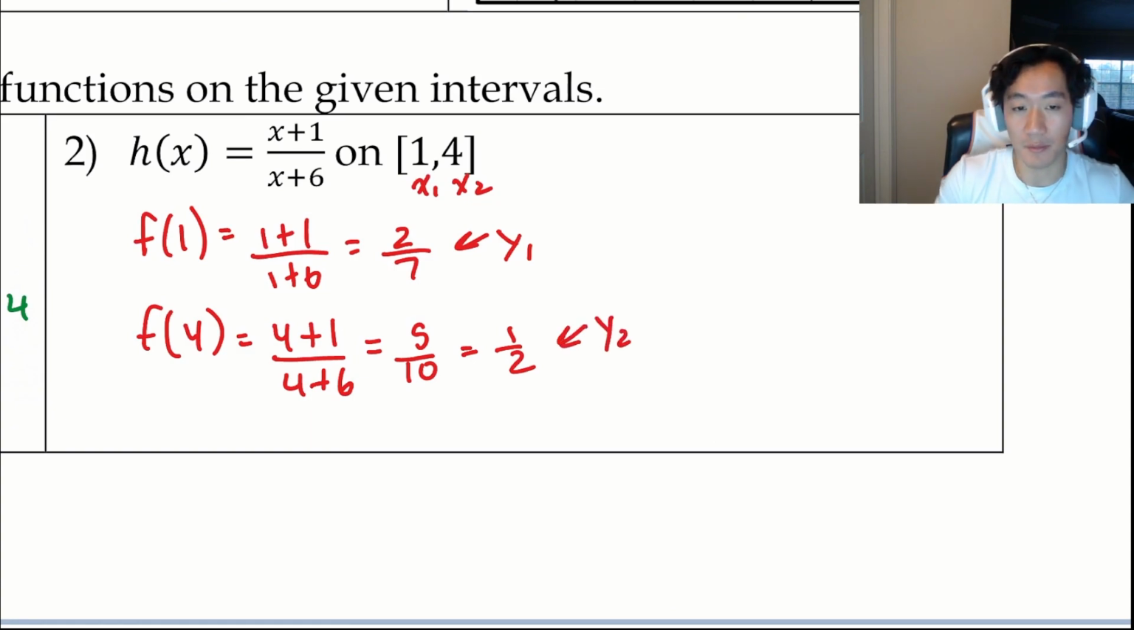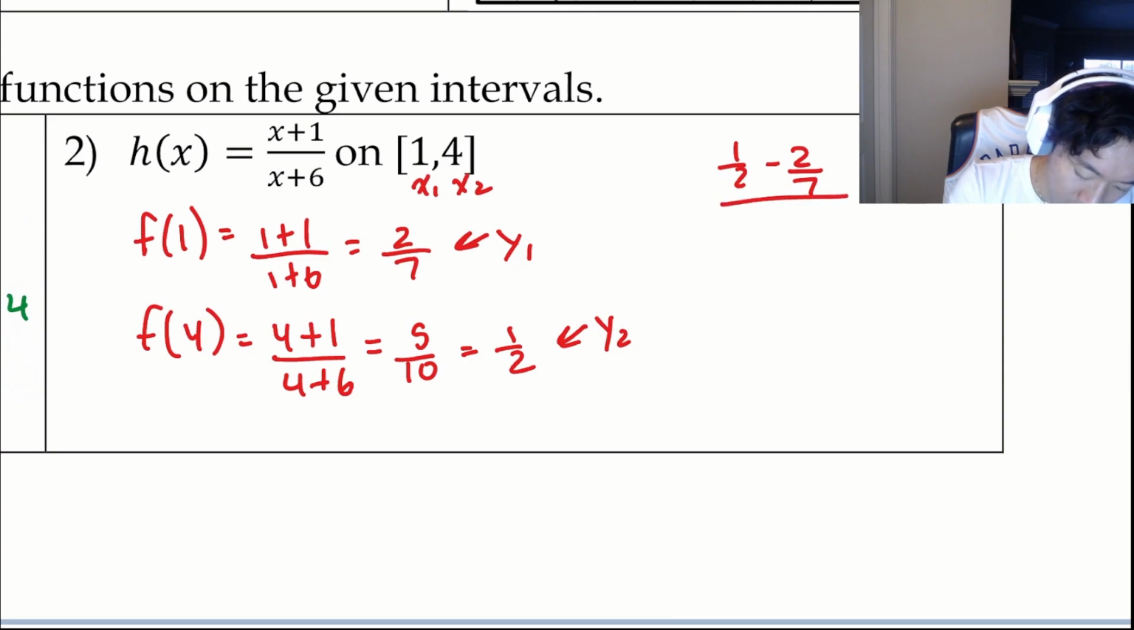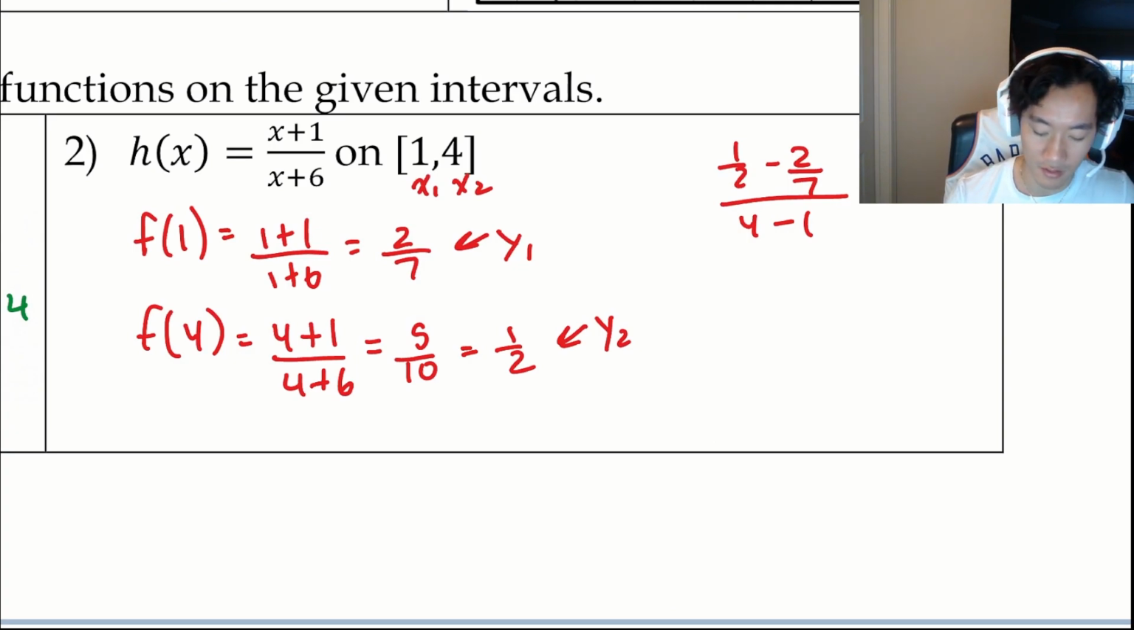And now I'm going to take the time to plug that into our average rate of change formula. I'm going to just start saying slope formula. There's way too many words to say that, but you'll probably see that on the AP test or something. Okay. So I kind of remember the formula already. y2 minus y1. So 1 half minus 2 sevenths all over 4 minus 1, right? The only added difficulty of this problem is that we're dealing with fractions, right? So this is some good review to combine fractions in case you forgot.